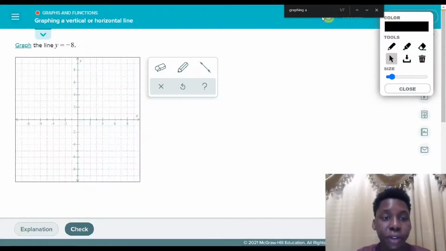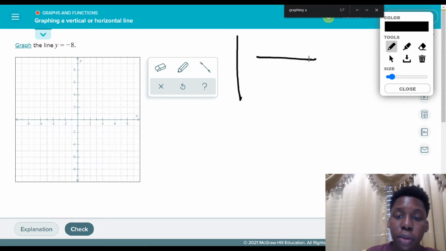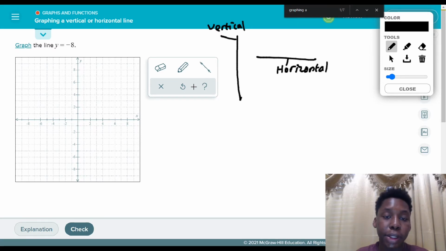My name is Babatunde, and today we're going to be talking about graphing a vertical or horizontal line. So what this means is we're going to be talking about graphing lines, but they're either horizontal or vertical. No, I mixed it up. Sorry. This is a vertical line, and this is a horizontal line. We're going to be graphing these types of lines in these questions.